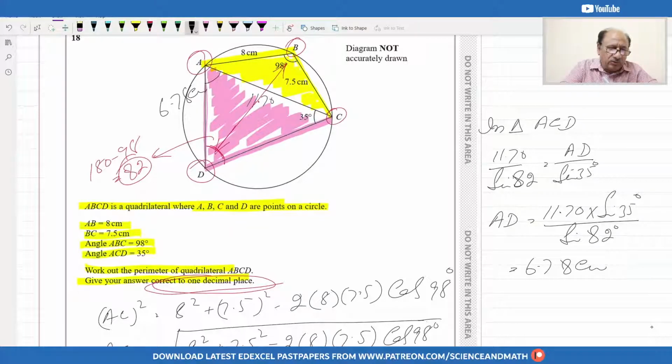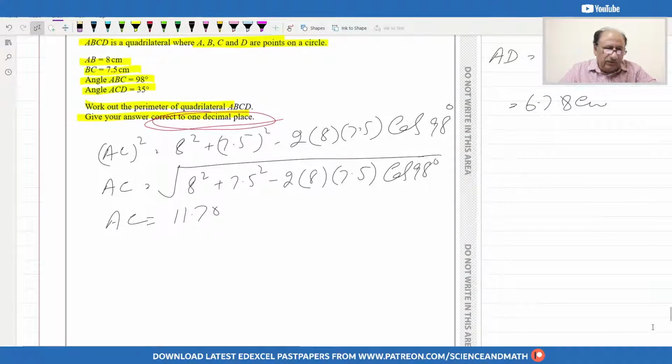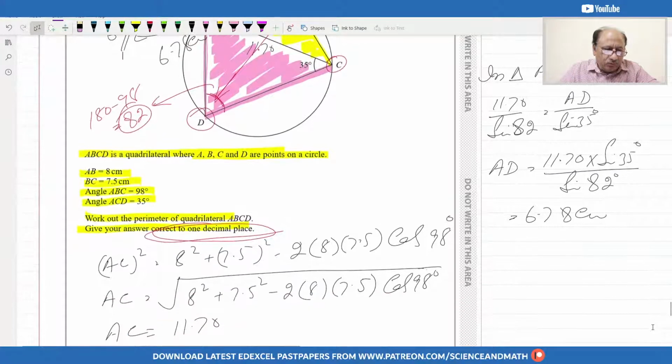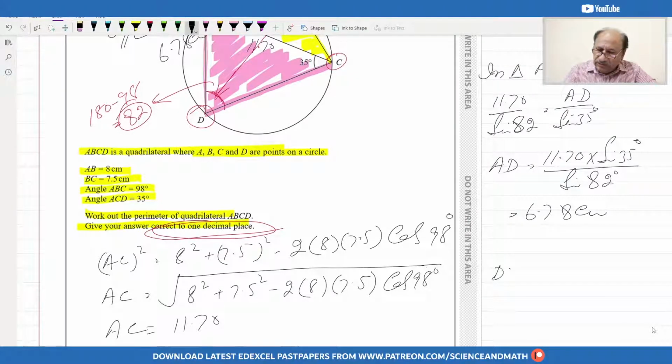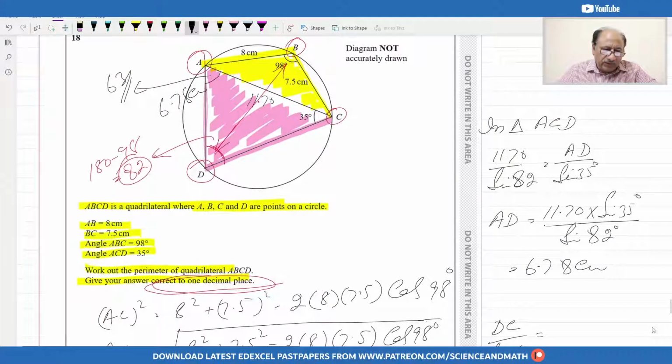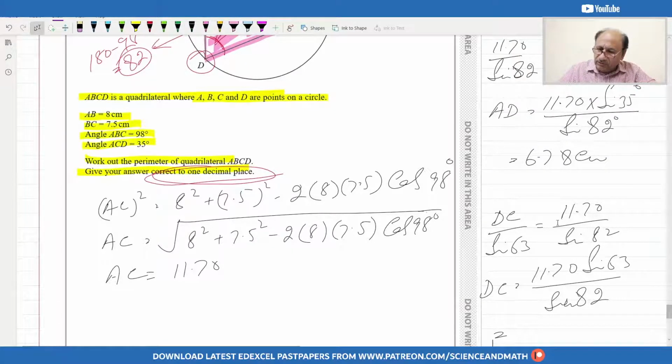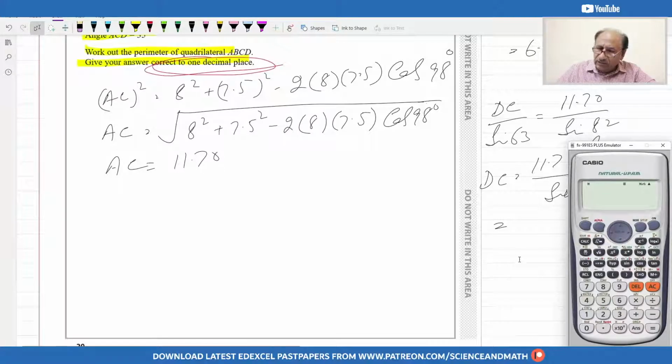Similarly, we can apply the sine rule for the other side also. The third angle, if you calculate, will be 63, and we can find DC. DC over sine of 63 will be equal to AC over sine of 82. AC is 11.70, so DC will be 11.70 sine of 63 over sine of 82.